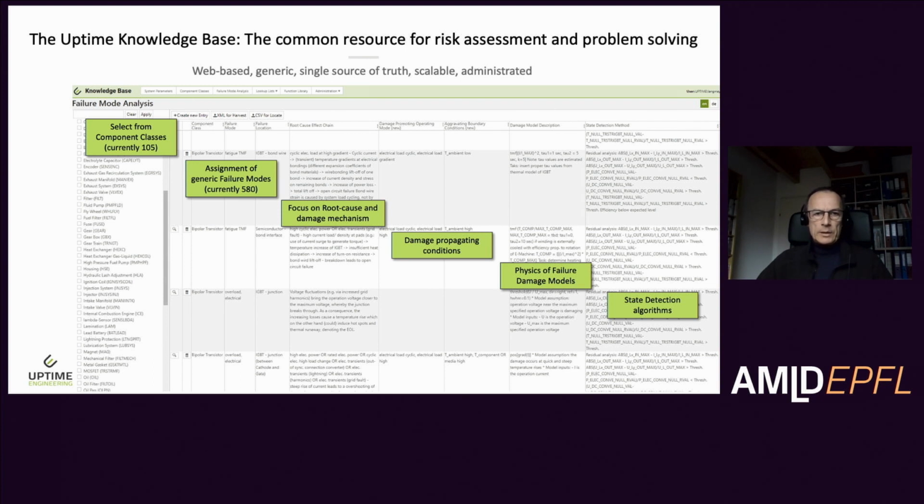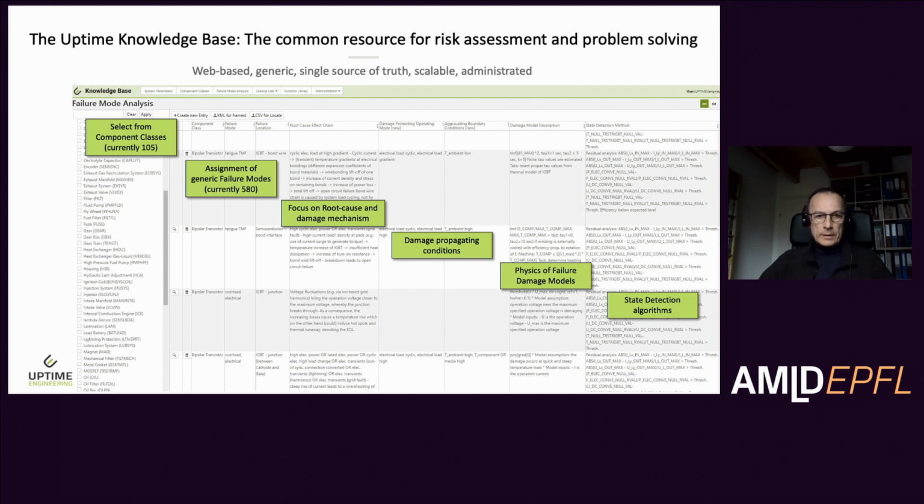We did this sort of activities for dozens of different projects, and what turned out is that a certain generic type of knowledge base resulted, which can be used as a common resource for risk assessment and problem solving. This knowledge base is, let's say, a library of failure modes, which refers to component classes, assigns various generic failure modes to these component classes.